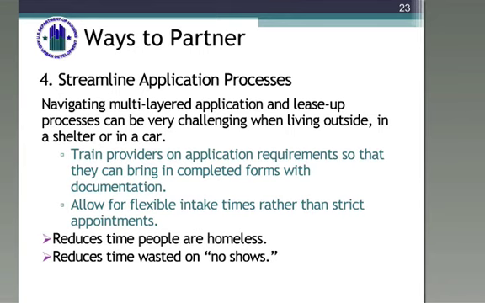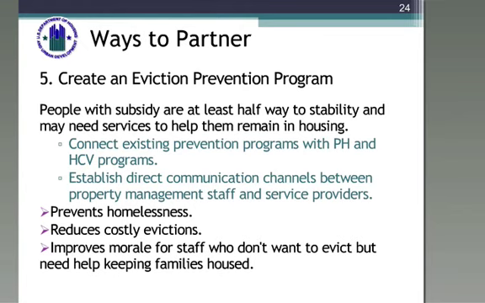Navigating multi-layered application and lease-up processes can be very challenging when living outside, in a shelter, or in a car. PHA staff sometimes spend hours going back and forth with applicants to fill in missing information and/or track down related documentation. Why not train a service provider about application requirements and ask them to help? PHAs can customize agreements with service partners so that they can assist the applicants they refer with collecting supporting documentation and submitting complete applications. This partnership reduces time wasted on no-shows and ultimately reduces the amount of time people are homeless.